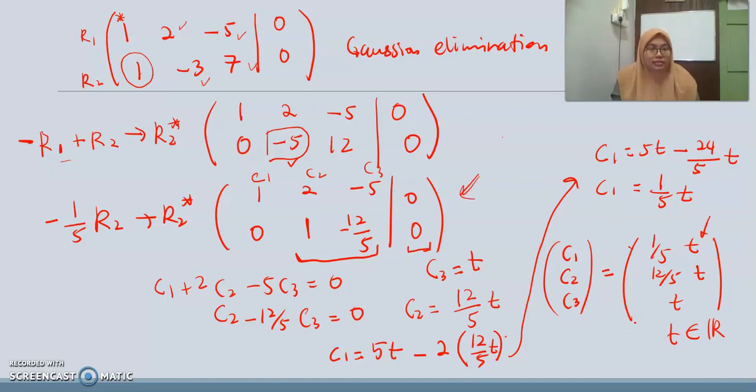That means not all values of C are 0. Hence, we can conclude that the set is linearly dependent. In other words, there exists a C value that is not 0. So we can conclude that set S is linearly dependent.